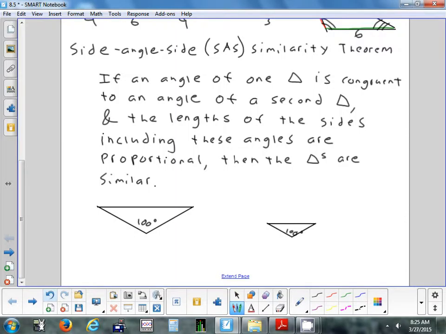Let's label the top side 12. Okay, let's make that 4. Let's make this one 9. And what do you think this other one would have to be if they're going to be proportional? 3. Yeah, it would have to be 3.